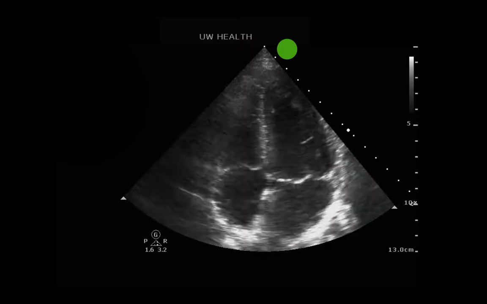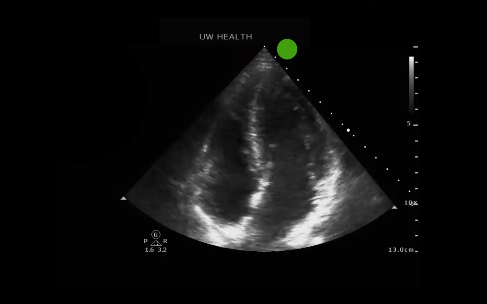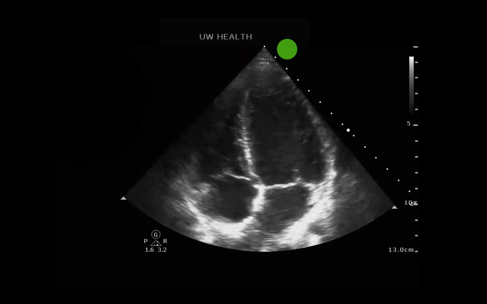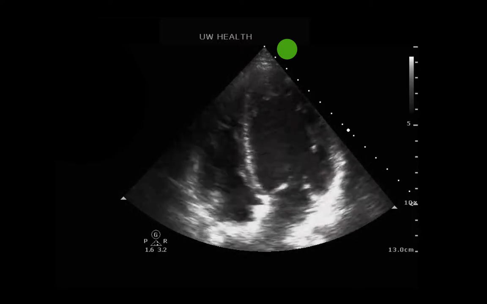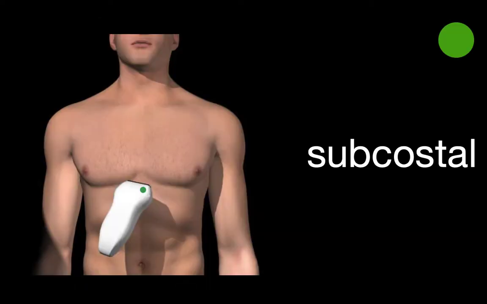So if you ever get confused or if you're ever not sure what you're looking at, which can happen in cases of severe pulmonary hypertension and when the right ventricle starts to get dilated, just look for those key findings to help you straighten out which side of the heart is the right and which side of the heart is the left. The last view is the subcostal view.